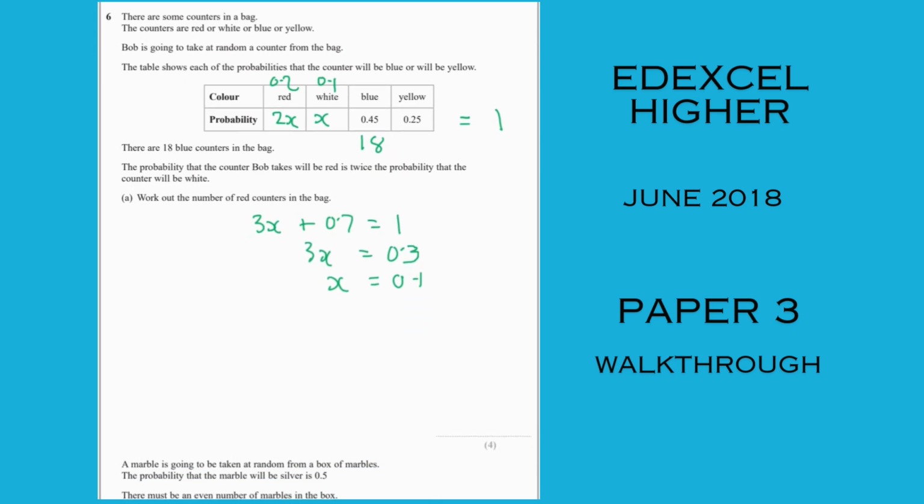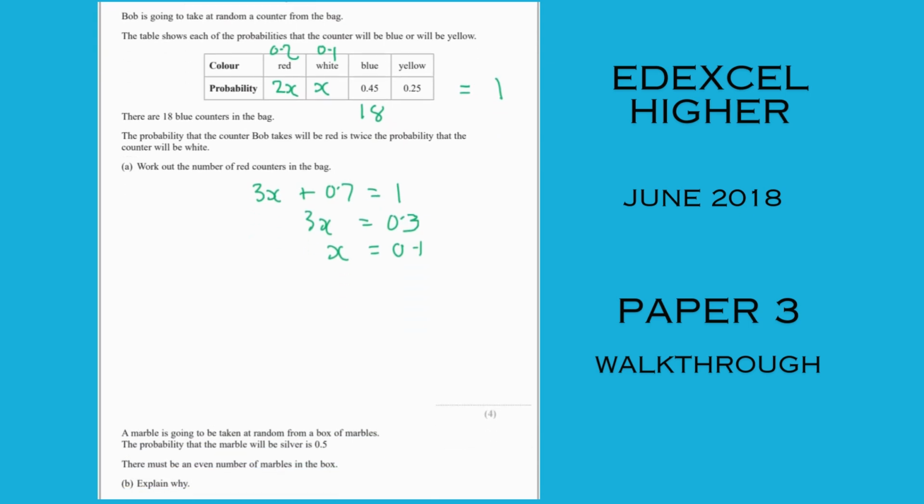Now, to work out how many red counters are in the bag, lots of ways of going about it. I prefer going about it the non-calc way.